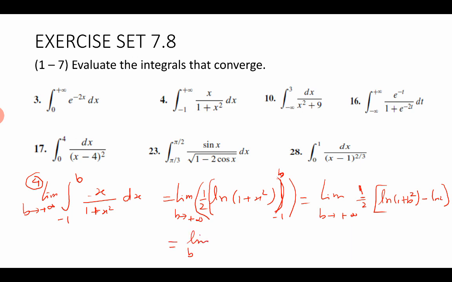Limit b approaches positive infinity of 1 over 2. I just repeat the step again. Why? So substitute b is infinity, ln infinity is infinity, so everything will be infinity. There is positive infinity. So this integration diverges, it does not have a finite answer.